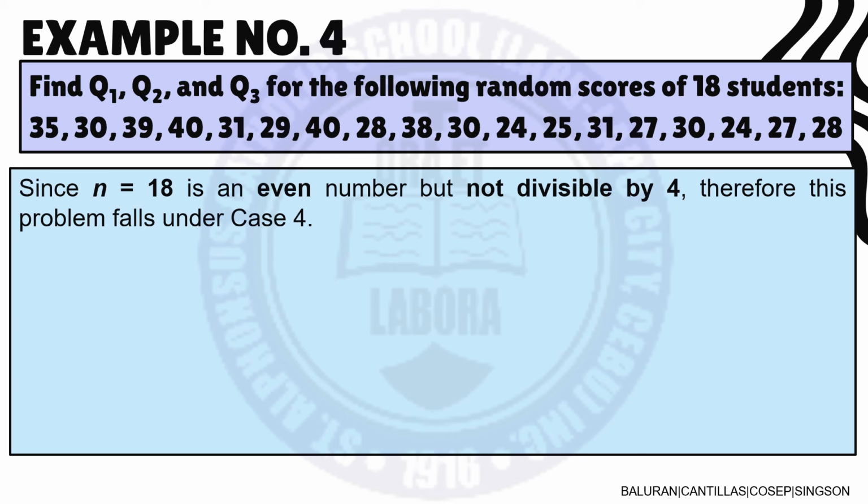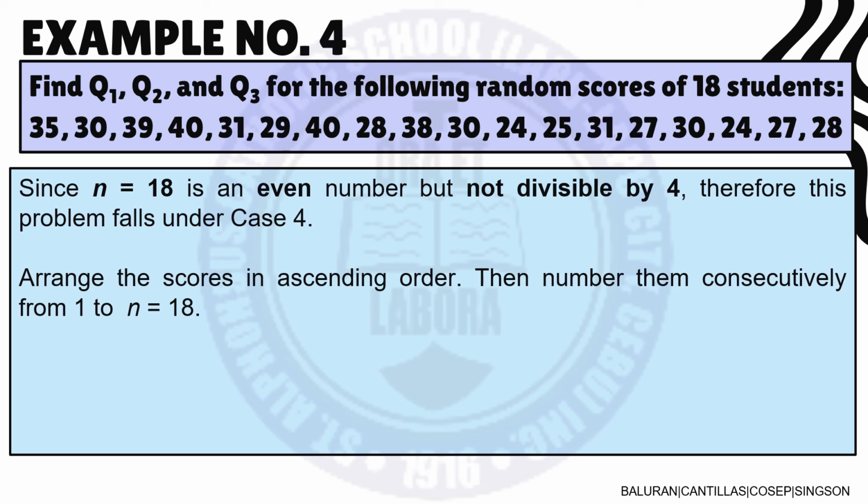First, we have to identify our n in this given data. N is 18 since we have a total of 18 students from this data. Since 18 is an even number and it is not divisible by 4, this problem falls under case 4. So the next step is to arrange the set of scores in ascending order, then number them consecutively from 1 to n equals 18.